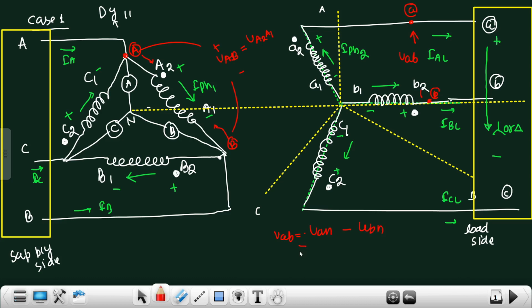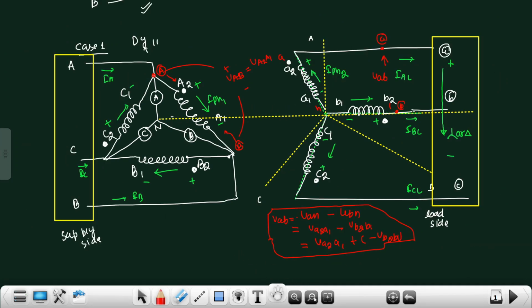We can write it, and this is VAN. So from this it is clear that VAN is equal to VA2 A1. Similarly, this VBN is representing VB2 B1, so this is minus VB2 B1, or we can write it as VA2 A1 plus minus of VB2 B1. Okay, so with the help of these two equations, we can draw the phasor diagram and confirm whether this connection is true for the DY11 connection or not. So let us draw the phasor diagram.